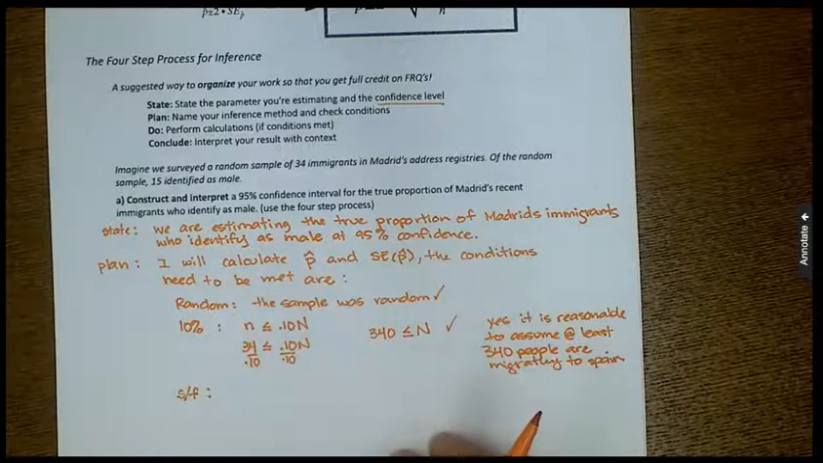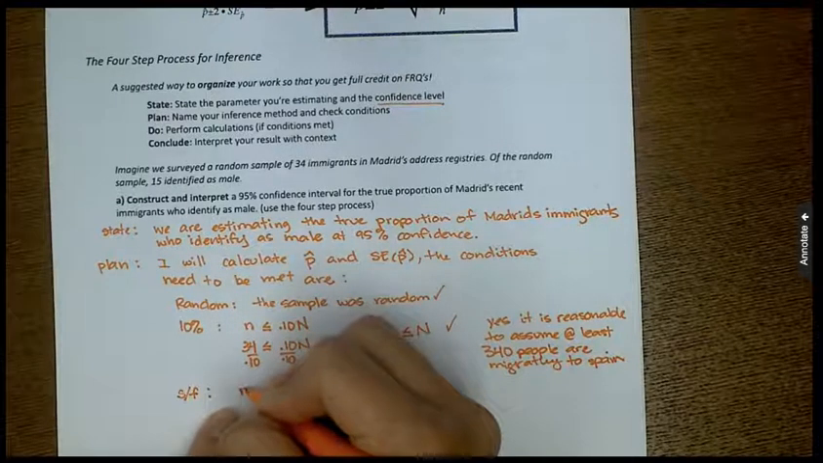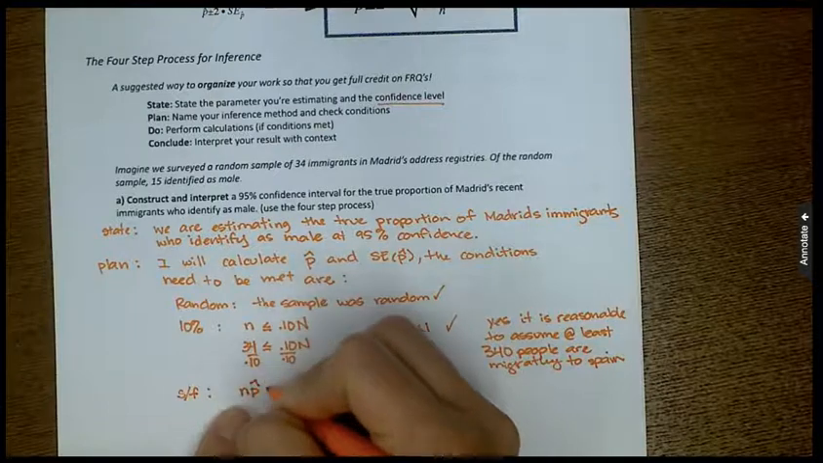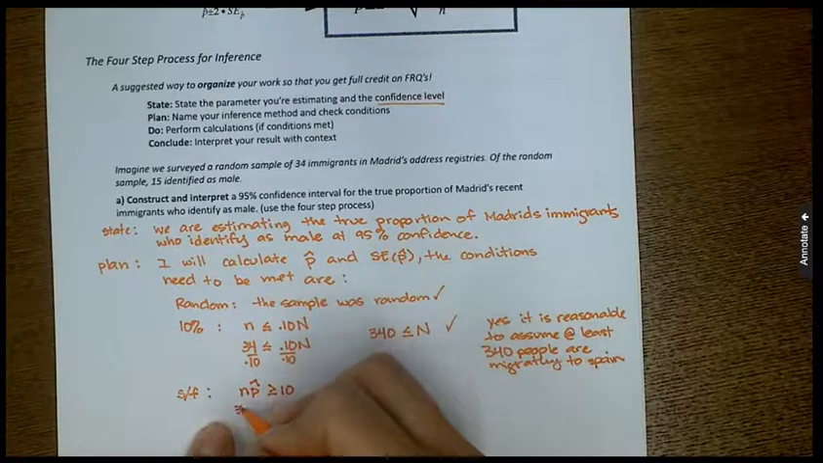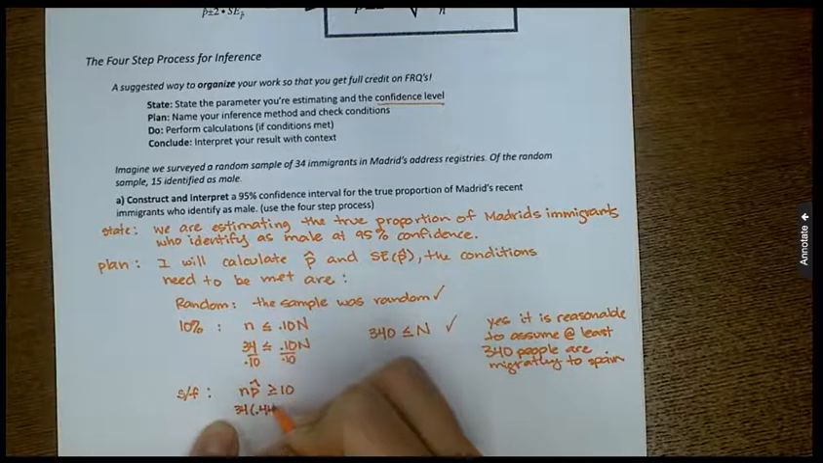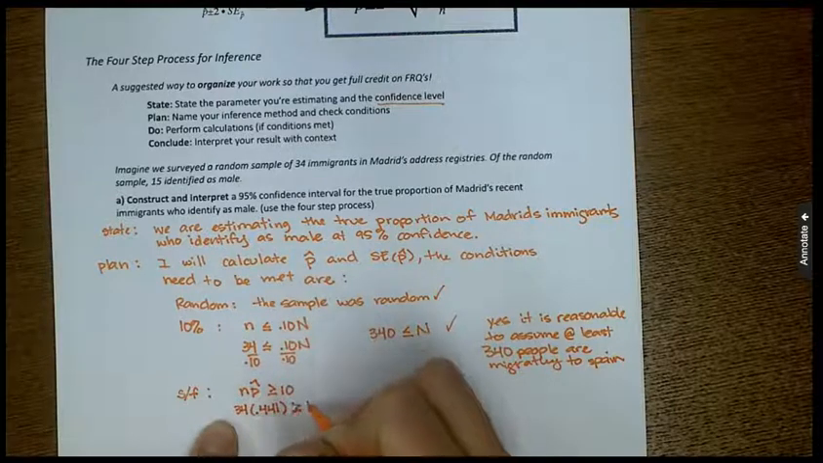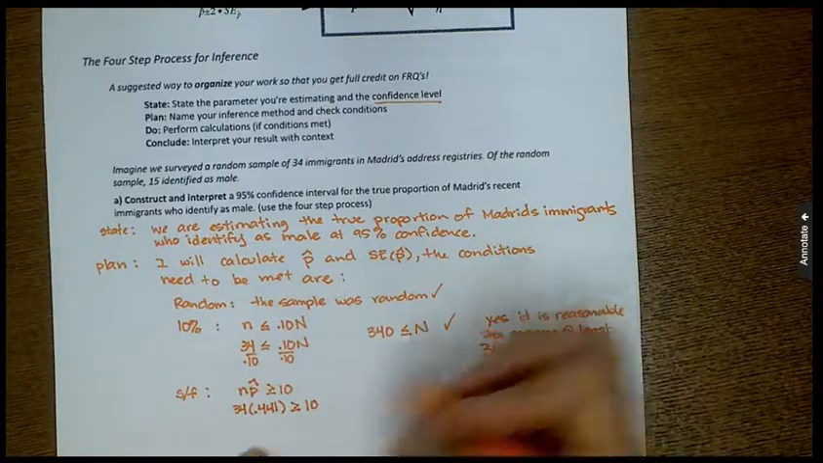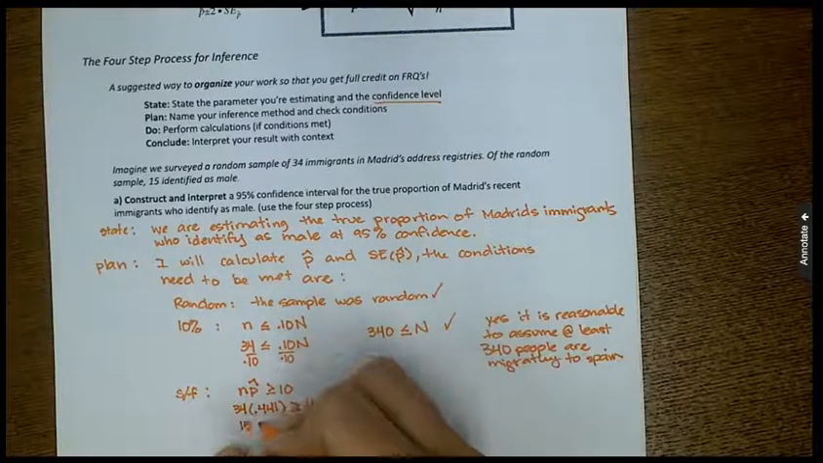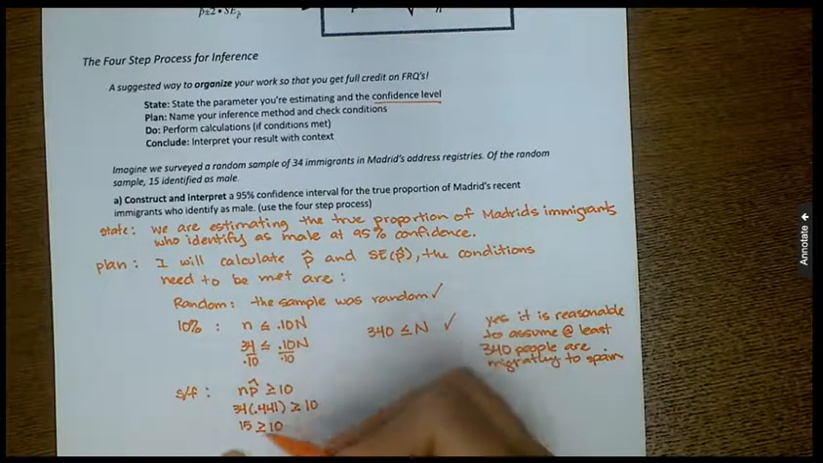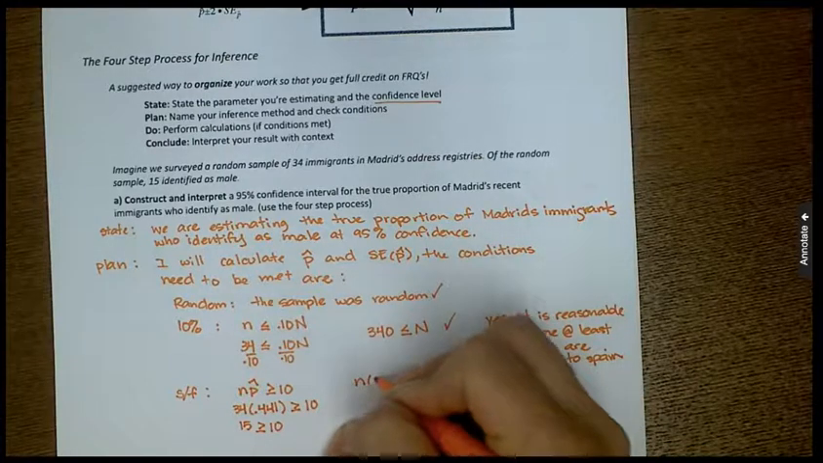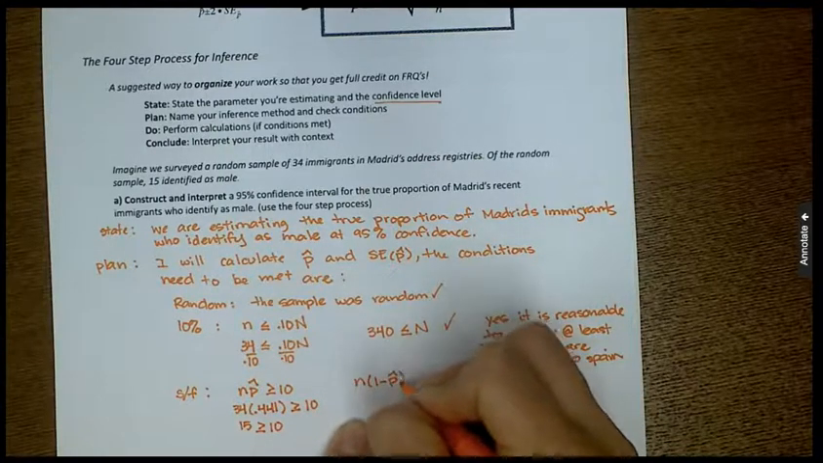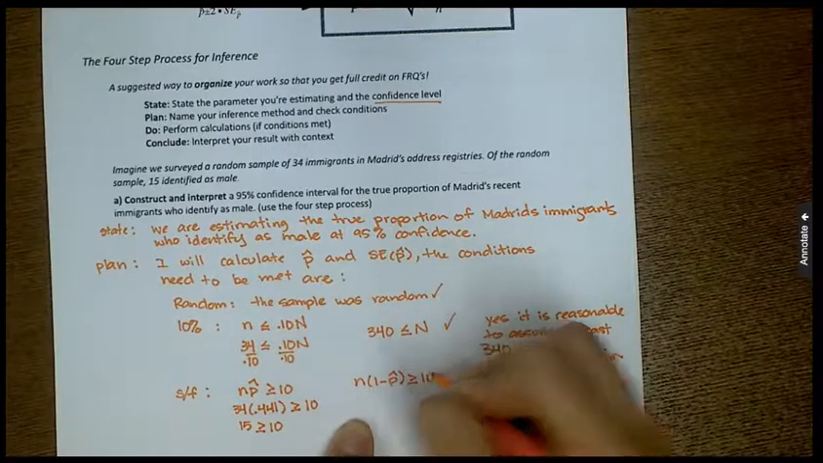Okay, I'm just going to abbreviate that. That one is n times p hat must be greater than or equal to 10. So that's 34 times 0.441 has to be greater than or equal to 10, which ends up giving us 15 is greater than or equal to 10. So that one checks out. The other one is n times 1 minus p hat is greater than or equal to 10.